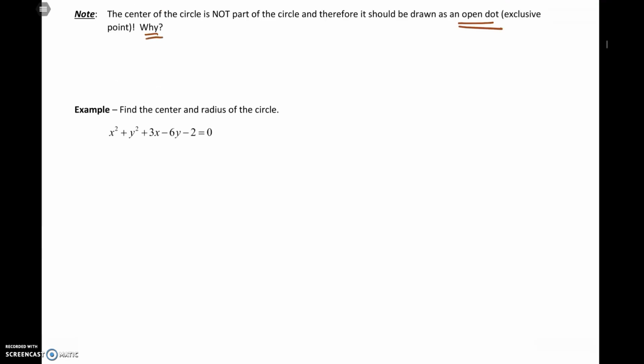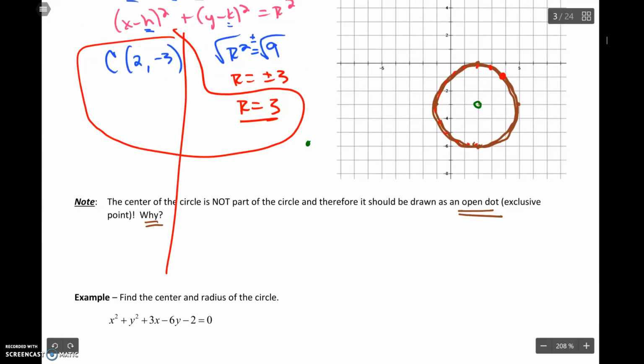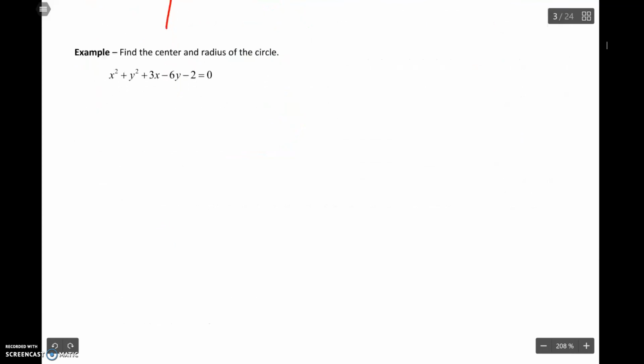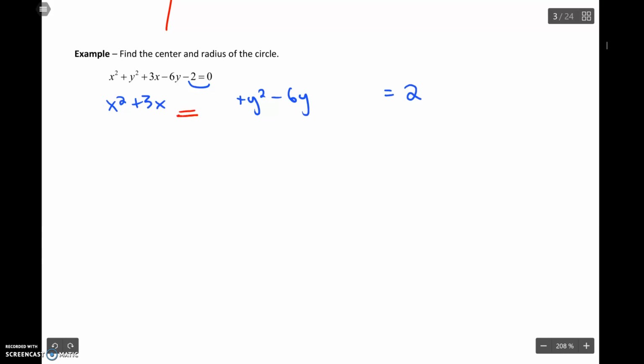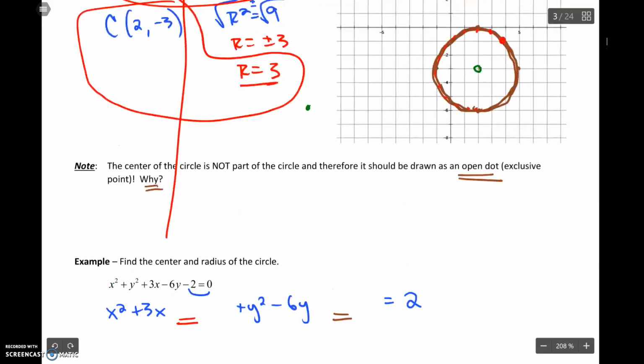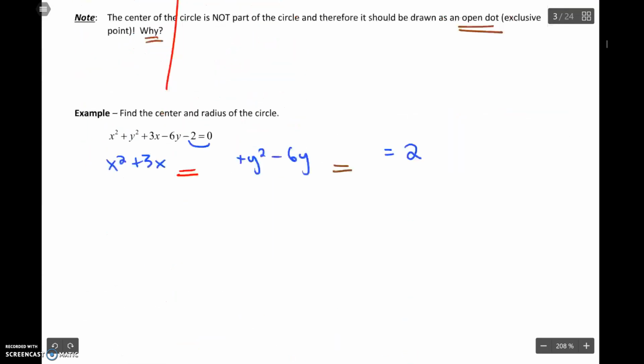Find the center and radius of this circle. So this circle is in general form. It's an expanded form, so we need to put it into a form that looks like standard form. To do that, we complete the square twice. We collect our x's together, leave a space, collect our y's together, leave a space, and if we want, we can move that constant over to the other side. And then we're going to complete the square here and here to make these perfect squares so it looks like our standard form.